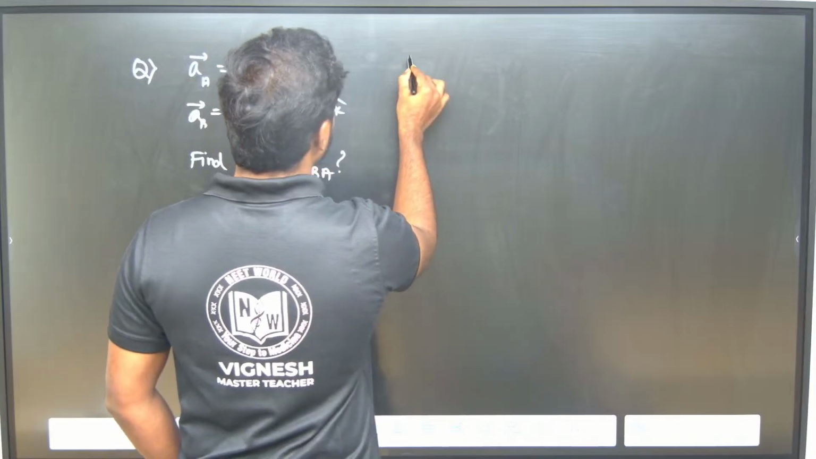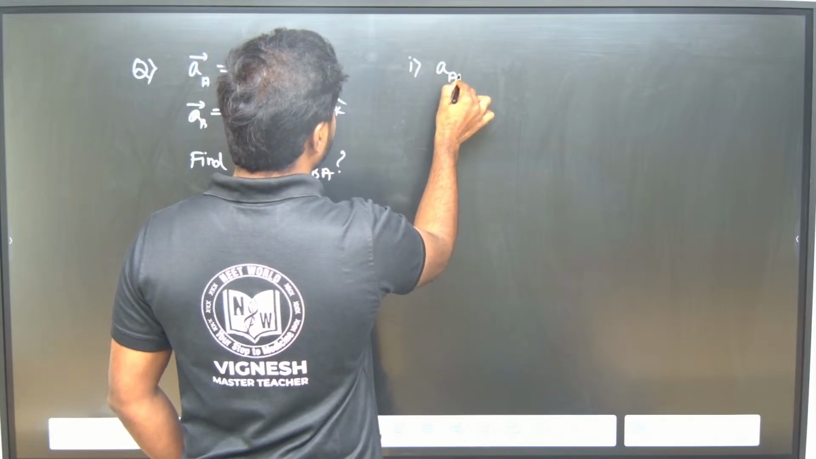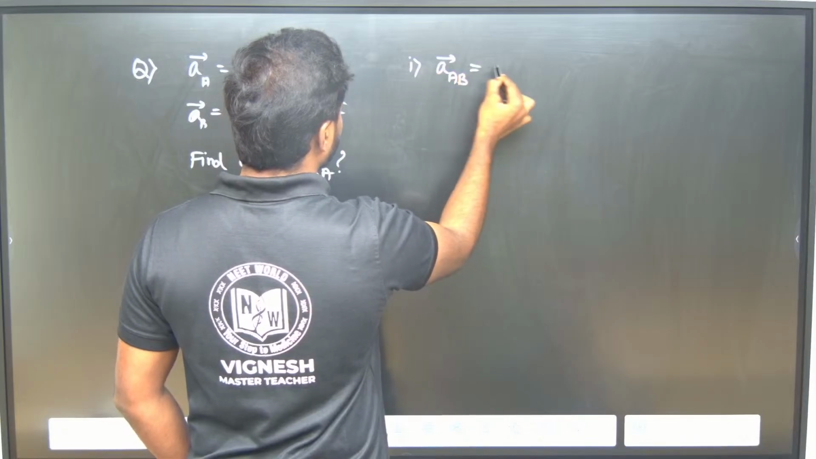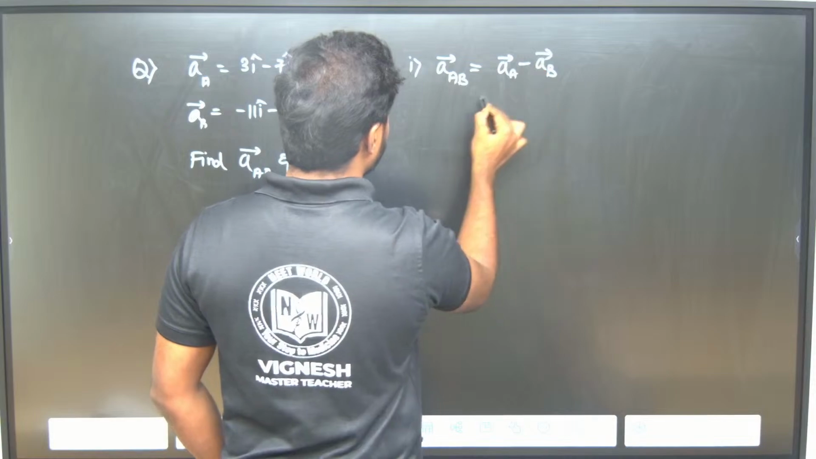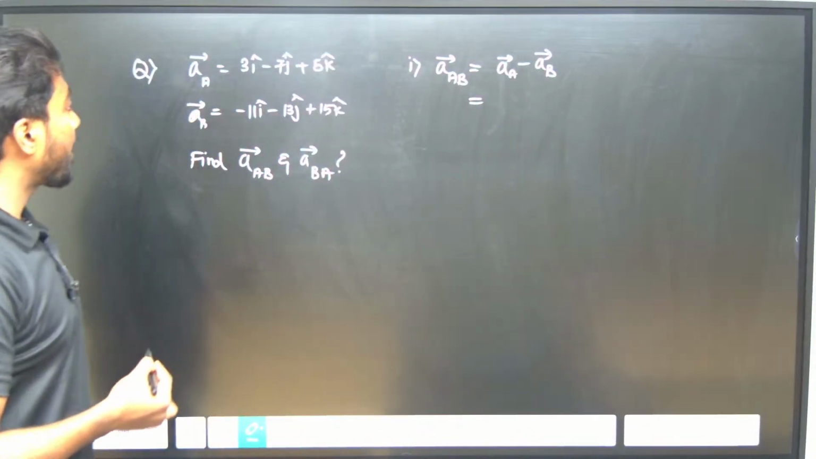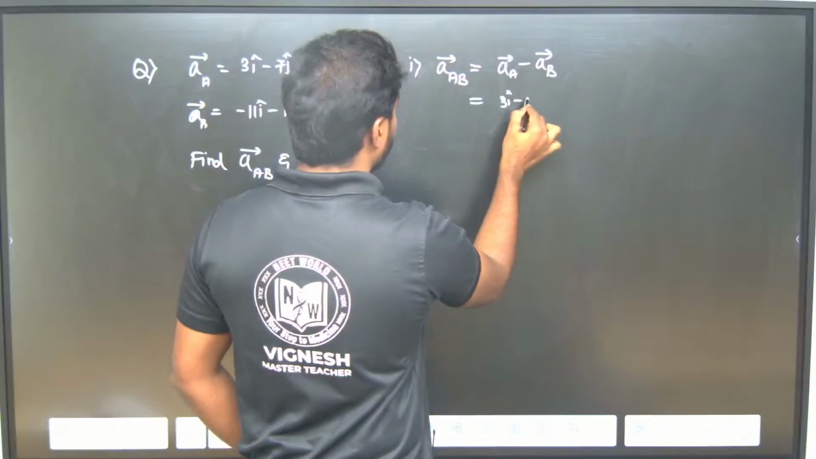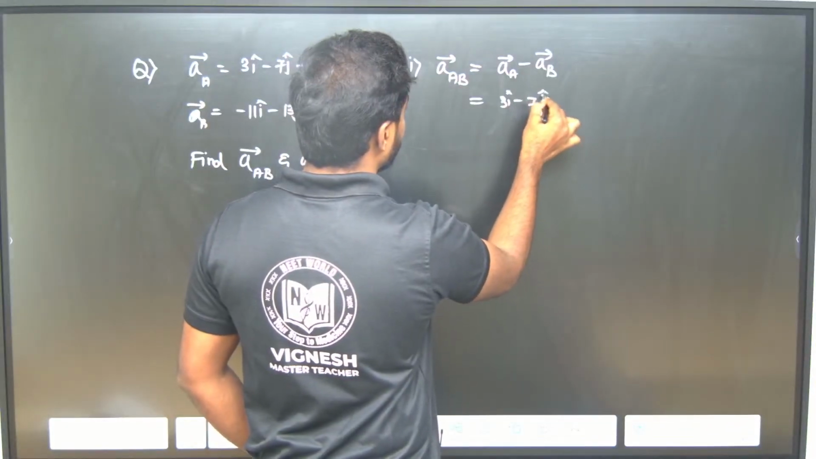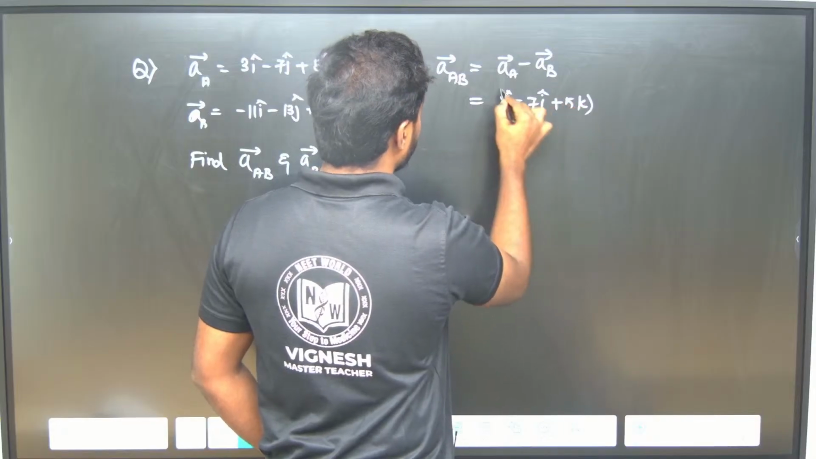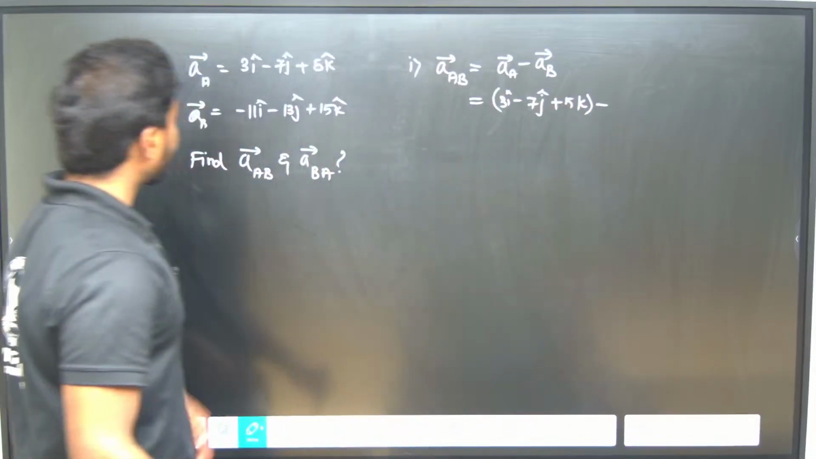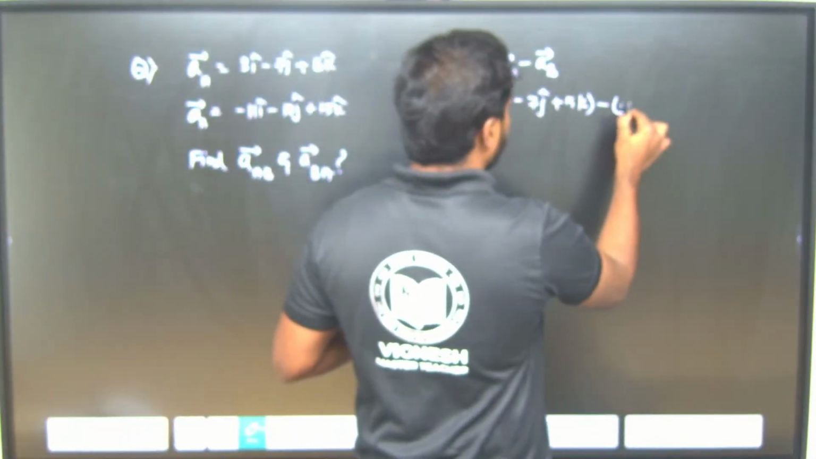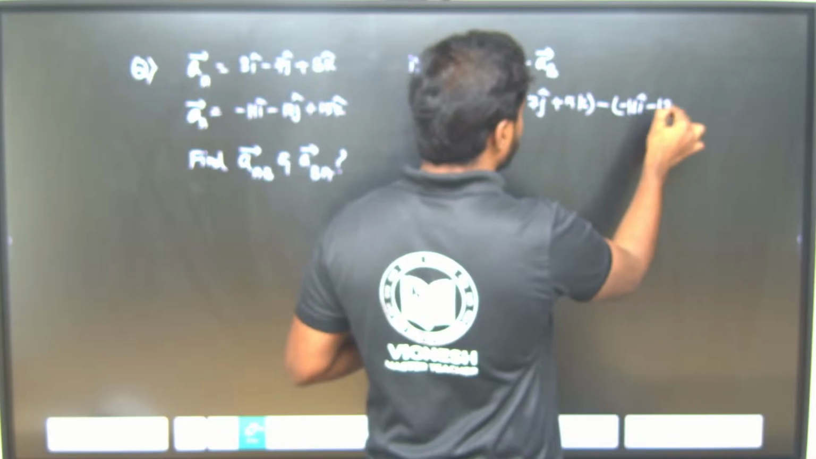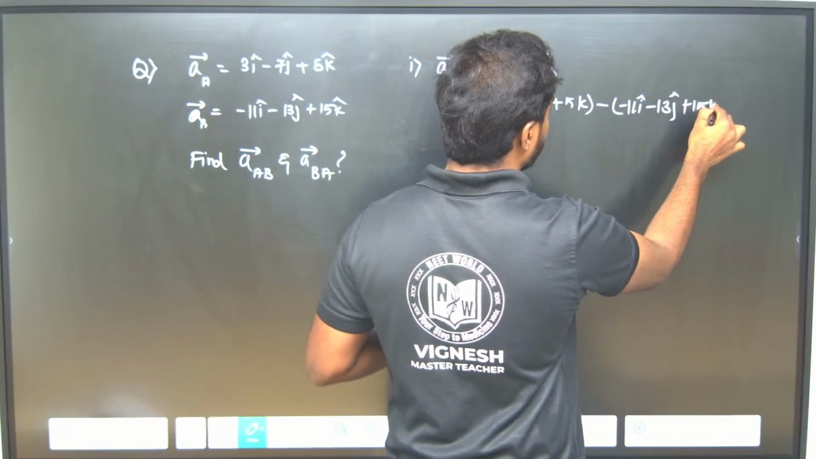So first one, acceleration of A with respect to B is nothing but acceleration of A minus acceleration of B. So what is acceleration of A? 3i minus 7j plus 5k, minus, what is acceleration of B? Minus 11i minus 13j plus 15k.